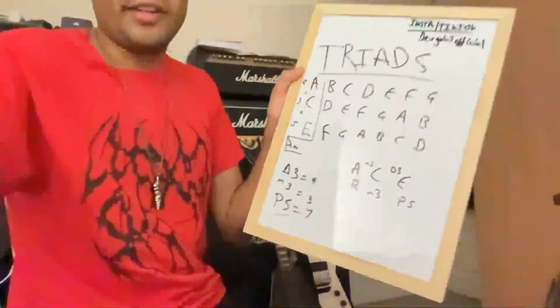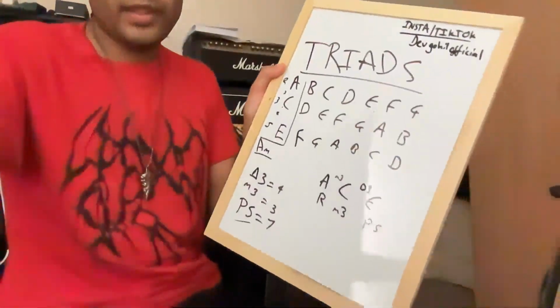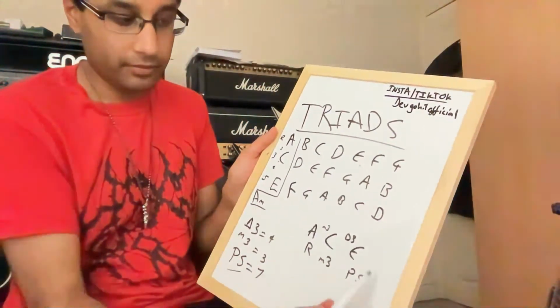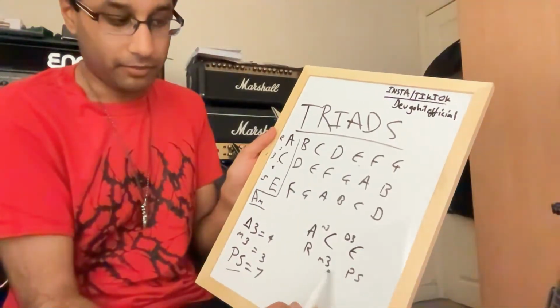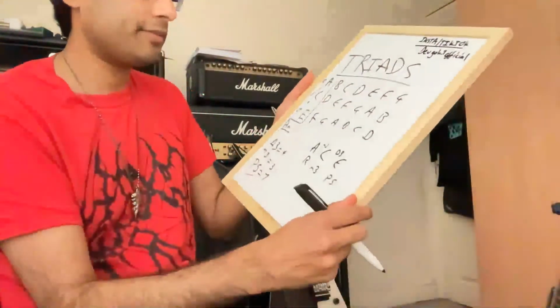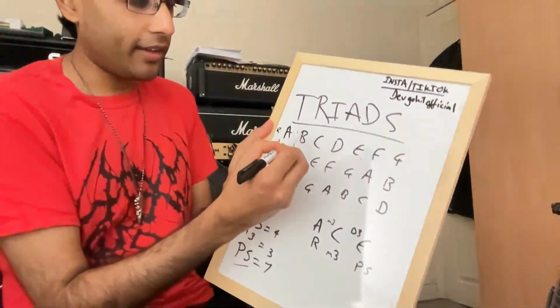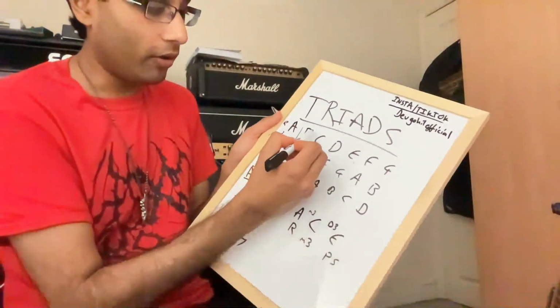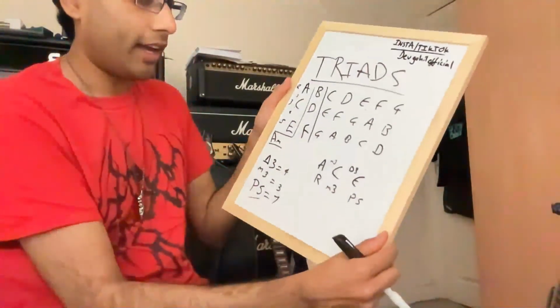Okay? Now, we also know that there are other types of thirds, like major thirds, and other types of fifths, like flat fifths. And this is where the second chord is going to be a bit more tricky and weird.